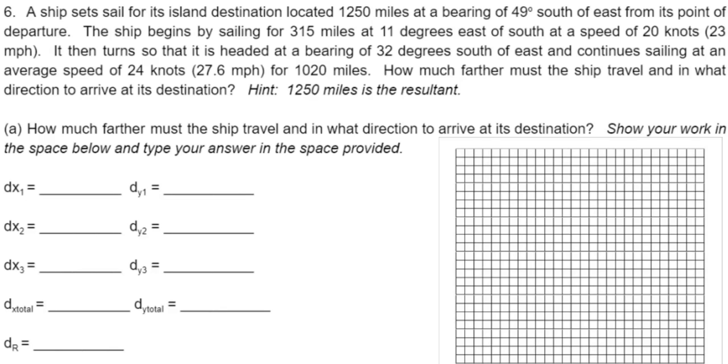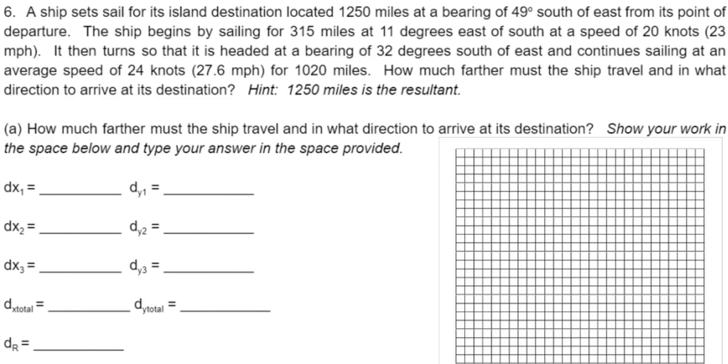Okay, finishing up our discussion on vector addition by components, we have number 6 on the worksheet. A ship sets sail for its island destination located 1,250 miles at a bearing of 49 degrees south of east from its point of departure.